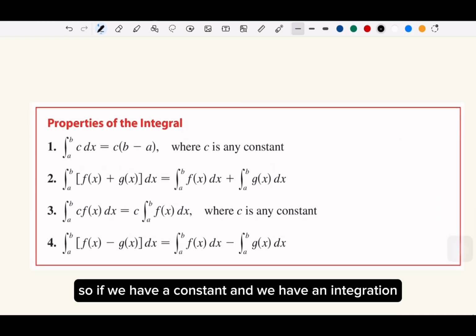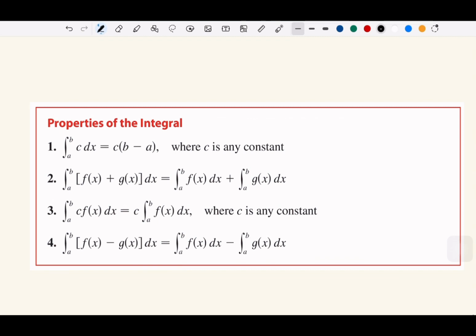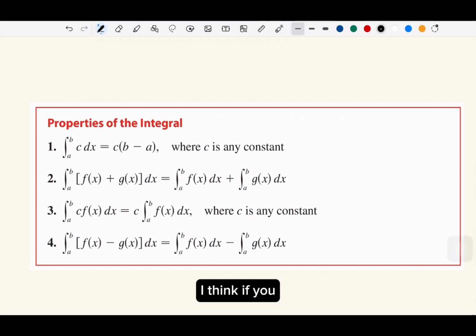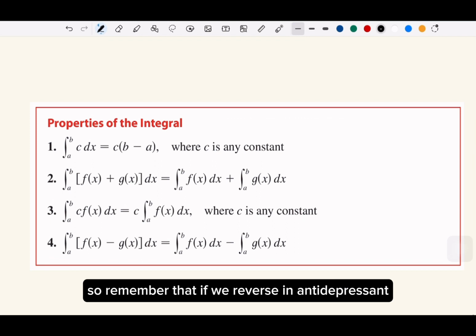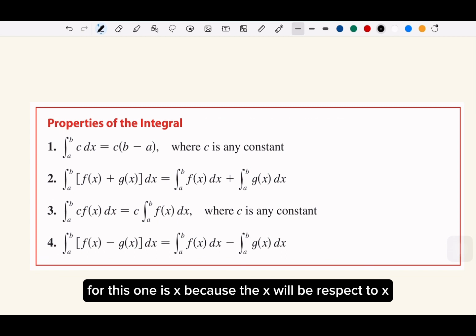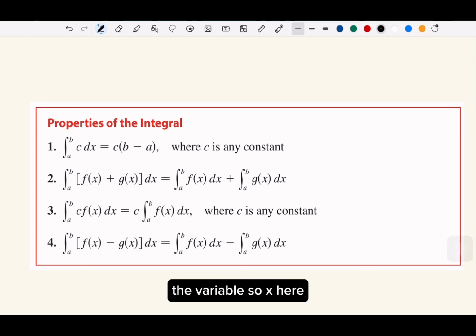So if we have a constant and we have the integration, I think if you know how to get into the constant, okay. So remember that if we reverse in antiderivative, before we have a constant, there will be some variable, at least one variable. This one is x, because it's dx, with respect to x, the variable. So x we put here, which we can substitute with b and a. So it becomes b minus a.